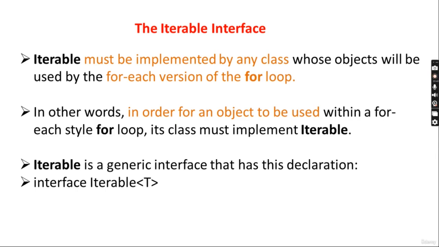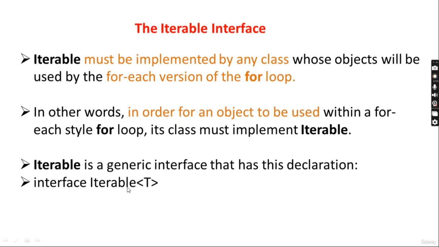So the Iterable interface means something that can be iterated, something that can be continued in a loop. Here it relates to the for-each version of the for loop. Iterable must be implemented by any class whose objects will be used by the for-each version of the for loop. In order for an object to be used within a for-each style of for loop, this class must implement the Iterable interface.